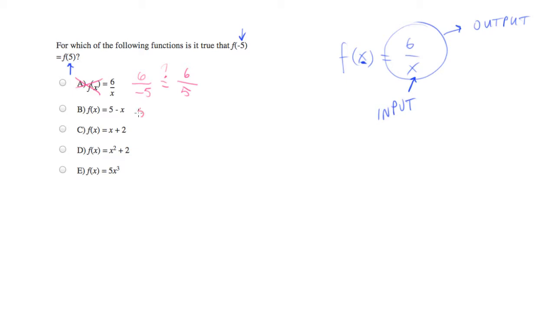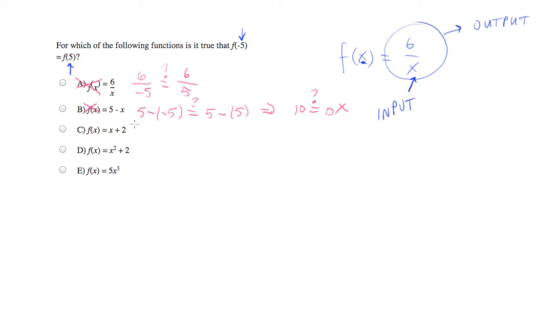So let's try 5 minus x, let's use -5 as the input. Is that equal to 5 minus 5 as the input? Well, 10, this evaluates to 10. Is that equal to 0? Is that the case? No. So B is not the answer.